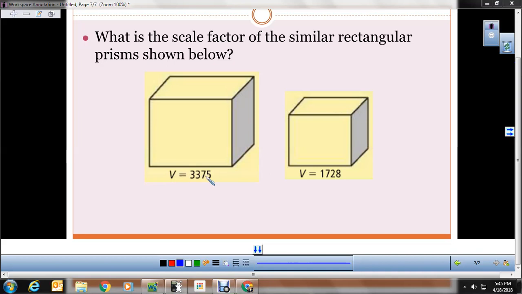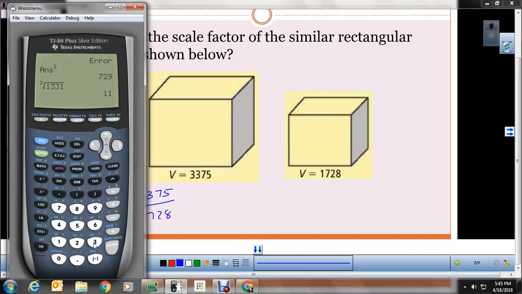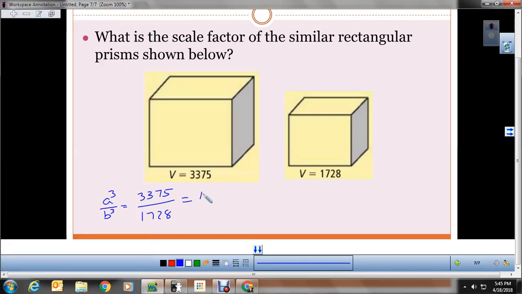So we have the volume of both. So that means we're going to use the ratio of our volumes, which is A cubed over B cubed. Now, the volume of this one is going to be 3375, and the volume of this one is 1728. So now we're going to take the cube root. As you plug this in your calculator, we're going to see, is this a perfect cube or not? We got the cube root of 3375, and it is 15. So we simplify here to become 15.